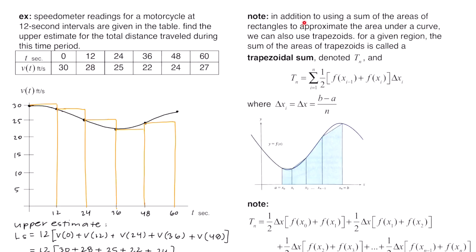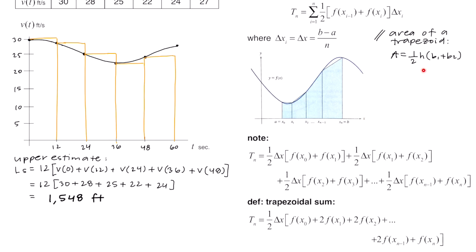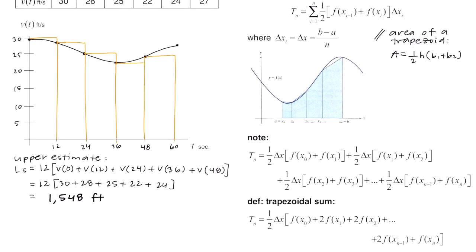Next, we have a note. It says, in addition to using a sum of areas of rectangles to approximate the area under a curve, we can also use trapezoids. For a given region, the sum of the areas of trapezoids is called a trapezoidal sum, and then we use the notation T sub n, and then here we have the summation formula for our trapezoidal sum. For a quick reference, the area of a trapezoid is 1/2 the height times the quantity base 1 plus base 2. So this is essentially what's happening here.